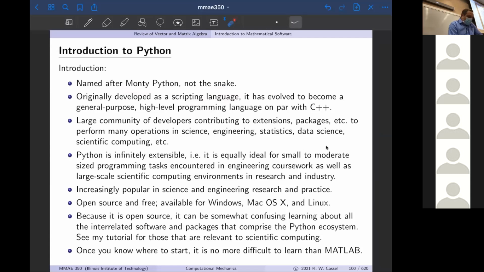That's how Python started. There are many scripting languages: C Shell, Bash, on and on. There are dozens of these scripting languages, particularly in Unix environments. Why Python grew to become its own full-blown programming language is a very interesting historical development, but suffice it to say, that's what it is now. It is now a full-blown high-level programming language on par with something like C++.